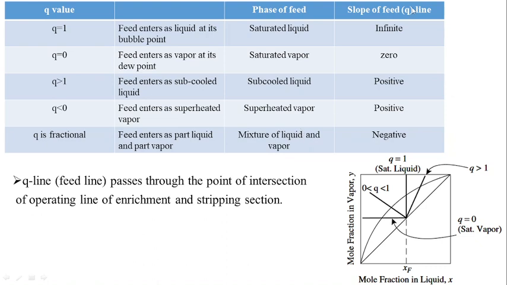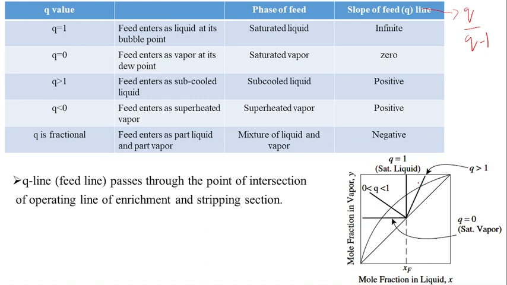The slope of the Q line, which is also called the feed line, is given by Q by Q minus 1. After substituting the Q value here, for Q equal to 1, the slope will be infinite. Similarly, we can find the slope for other cases.